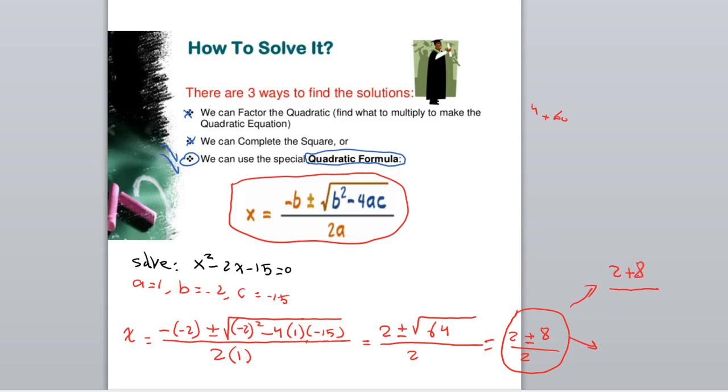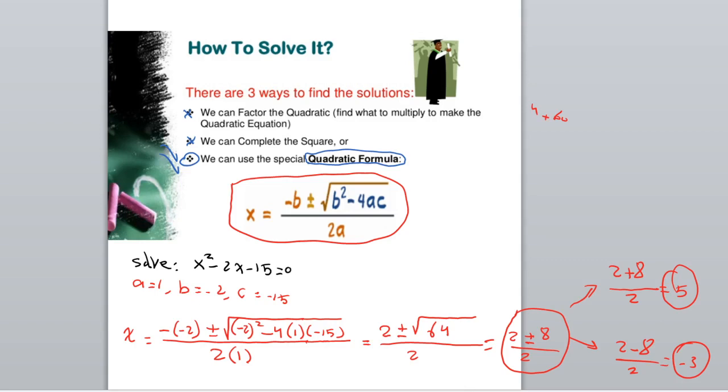2 plus 8 over 2, and 2 minus 8 over 2. That's it. The first becomes 10 over 2, which is 5, and the second becomes negative 6 over 2, which is negative 3. So it has two answers: one is 5 and the other is negative 3. Good. I think it's good until now.